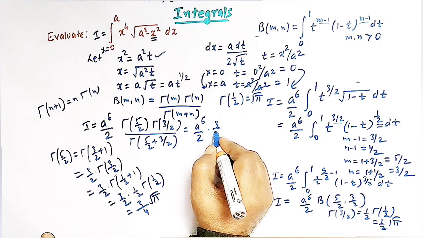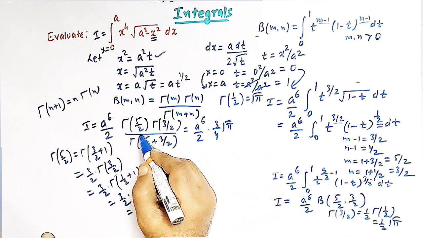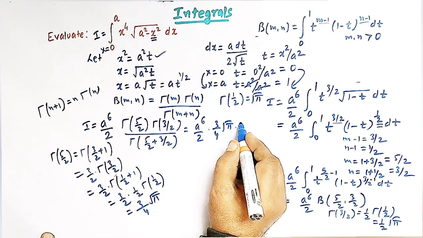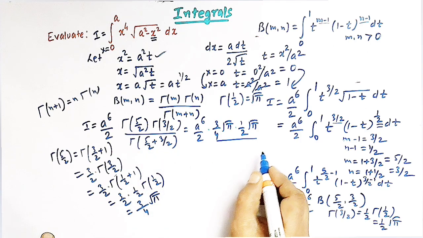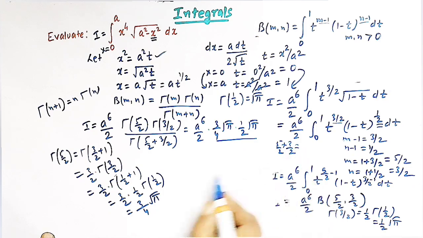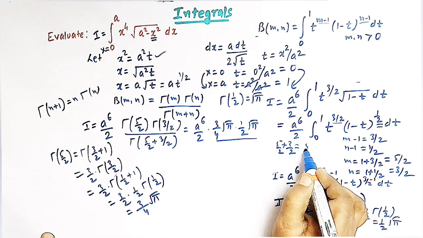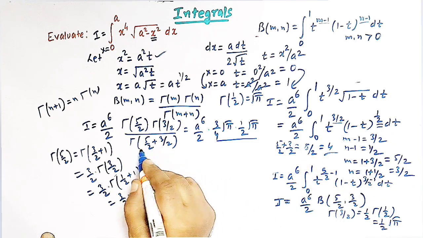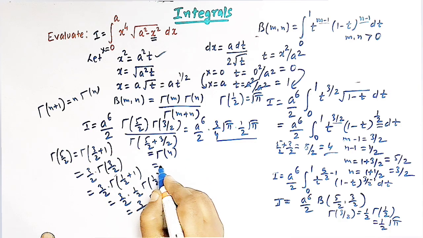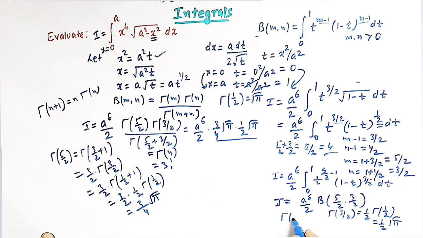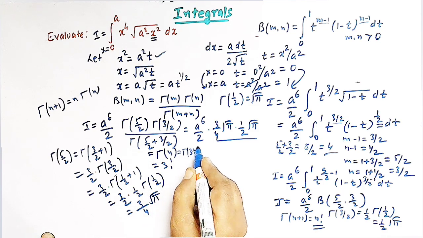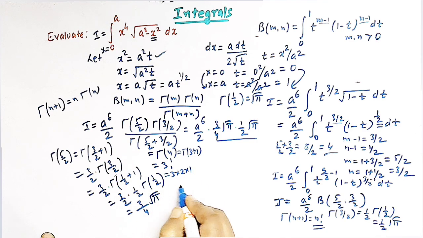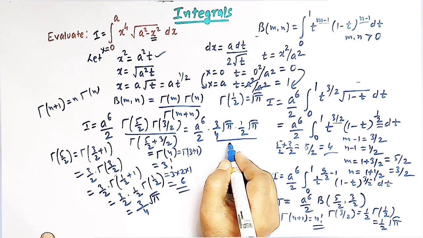So here we can now write 3 by 4 square root of pi for gamma 5 over 2, and for gamma 3 over 2 we can write half root pi, and in the denominator we have 5 by 2 plus 3 by 2. So 5 by 2 plus 3 by 2 is 8 over 2, and 8 over 2 is 4, right? So here we have gamma of 4, and gamma 4 is equal to 3 factorial, because we know that gamma n plus 1 is equal to n factorial for any positive integer, right? So gamma 4 is equal to gamma 3 plus 1. So we have 3 factorial, that is 3 times 2 times 1, that is 6. So here we have 6.